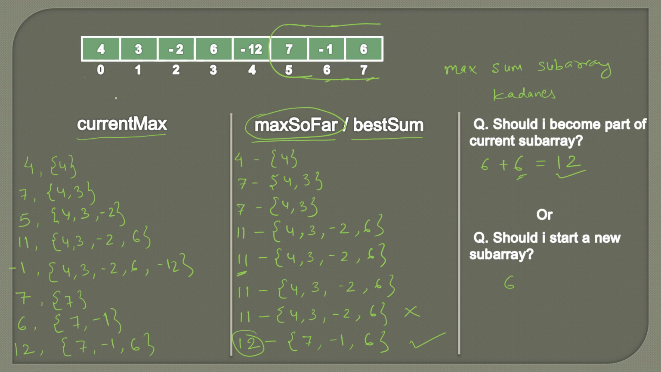And we also saw that we traverse the array, and on each element, the element decides whether it should be part of the current subarray or should start a new subarray. So now let's see the demonstration of this algorithm step by step.